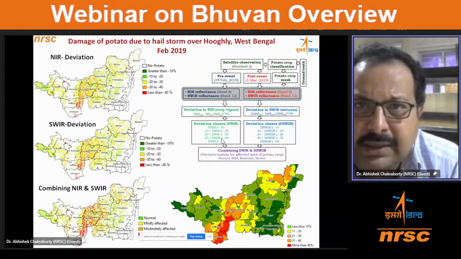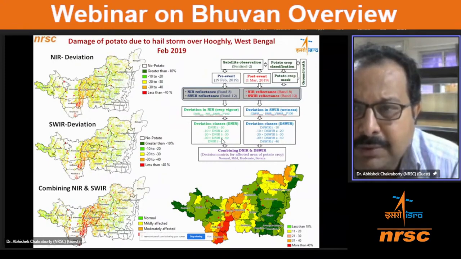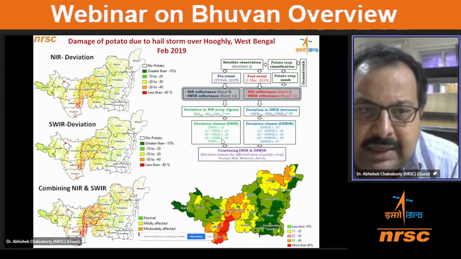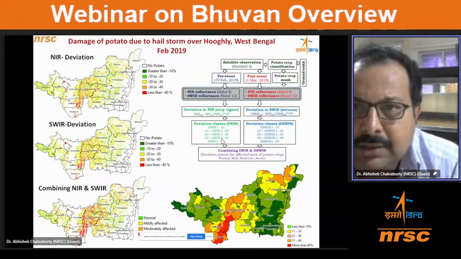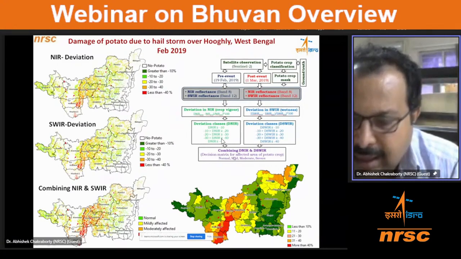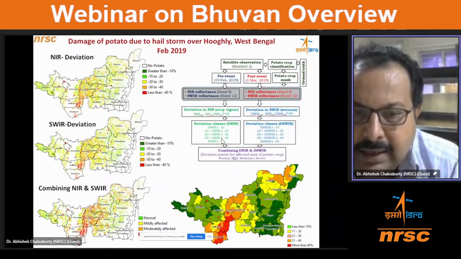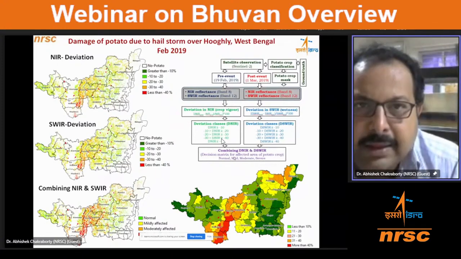So this is a simple example. If you take pre-event and post-event observations of a potato crop and see how much area has been damaged by the hailstorm, we have used a procedure for this, using pre- and post-event changes of reflectance or crop vigor, then combining it in different decision matrices and coming out with different area-level crop damage.